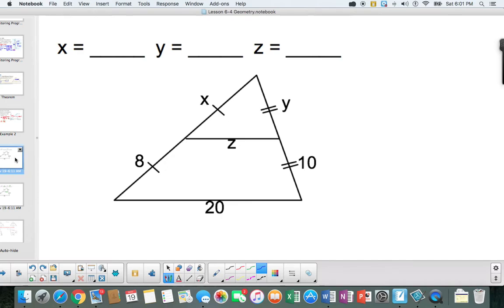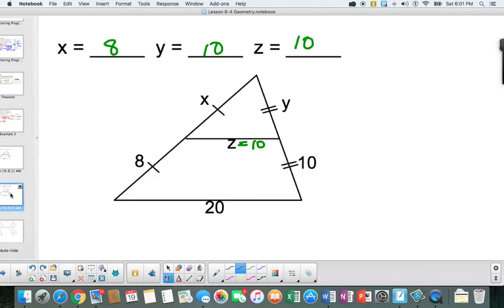I hope you can see that this is a midpoint. Let me do this in red. This is a midpoint, and this is a midpoint. So this is officially a midsegment. See if you can find these answers. Stop the screencast.